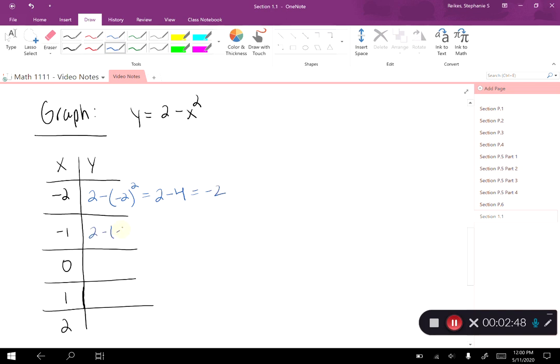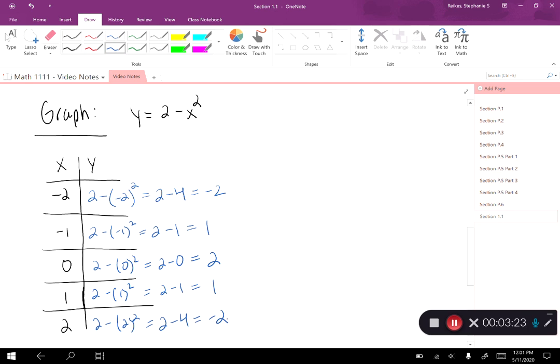Now let's plug in -1. That's going to be 2 minus (-1) squared, which is +1, so 2 minus 1 is 1. Now plugging in 0, 0 squared is 0, so 2 minus 0 is +2. Plugging in +1 this time, 2 minus 1 squared is 1, so 2 minus 1 again is 1. And last one, plugging in 2. This time I get 2 minus, again, +4, which is -2.